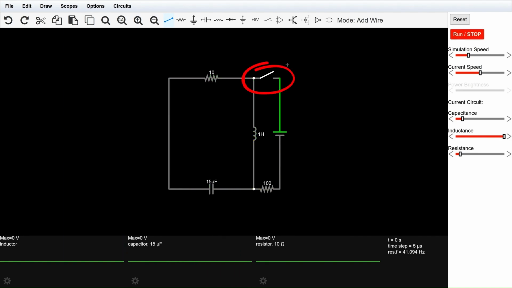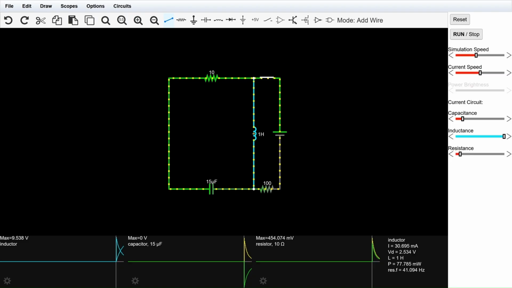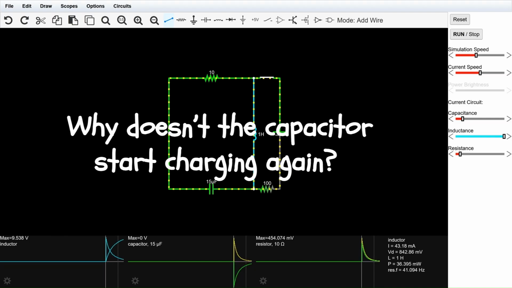Now we will examine the situation when the switch is closed. Once the switch is closed, if we look at the current direction, we can see that the current flows in two different paths. But why does this happen? Because the capacitor in the circuit is considered to be in a charged state, and when the switch is closed, it starts to discharge. After a short time, the current flow stops. This brings up a question: why doesn't the capacitor start charging again?